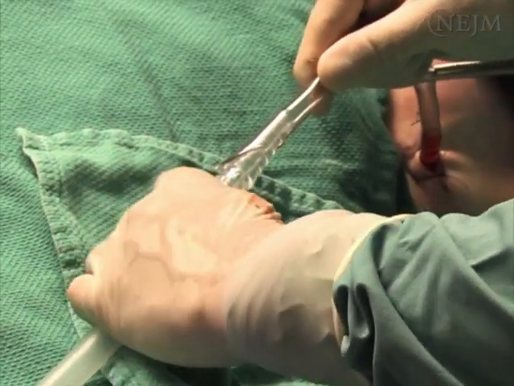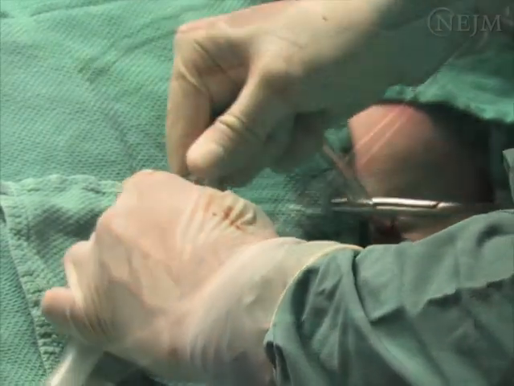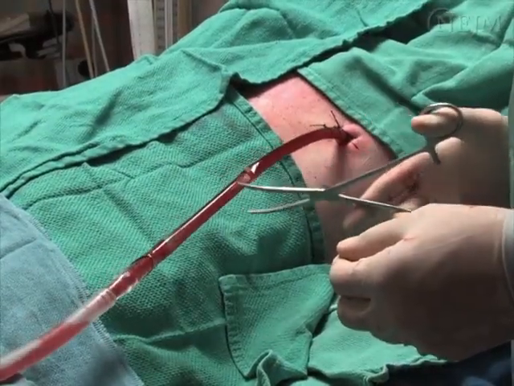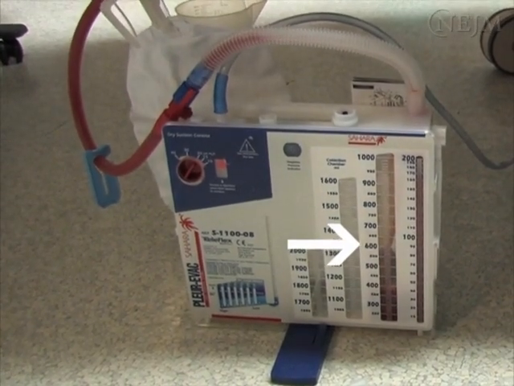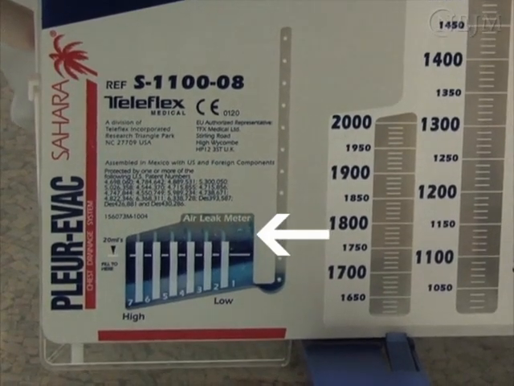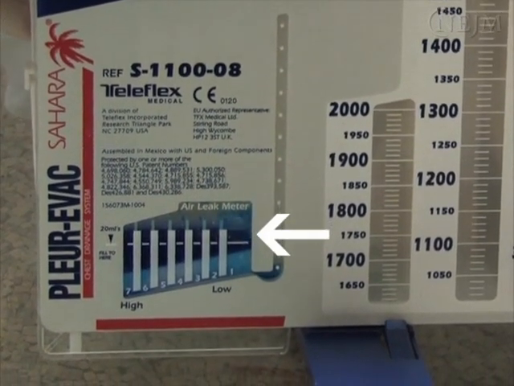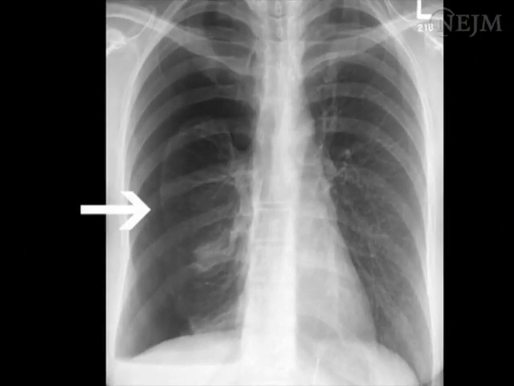Before unclamping the free end of the chest tube, firmly connect it to the sterile drainage system. Now unclamp the free end. If pleural fluid is being drained, the fluid level in the drainage system will rise. If a pneumothorax is being evacuated, air bubbles will appear. Do not reclamp the chest tube while there is bubbling. This may lead to recollection of a pneumothorax and may even result in a tension pneumothorax.